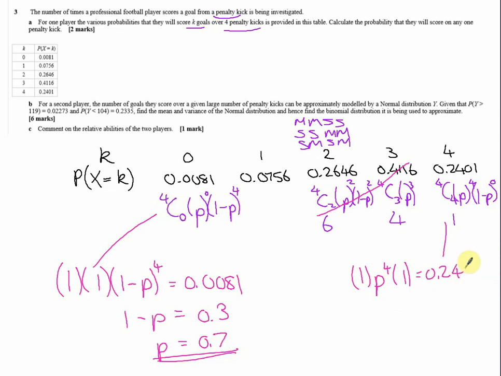So 0.2401. So I end up with just p to the 4 equals 0.2401. And if I do the 4th root of that, you get 0.7. So you have to approach this question by reversing what you would normally do. I think that's really hard because you have to spot the power of zeros.